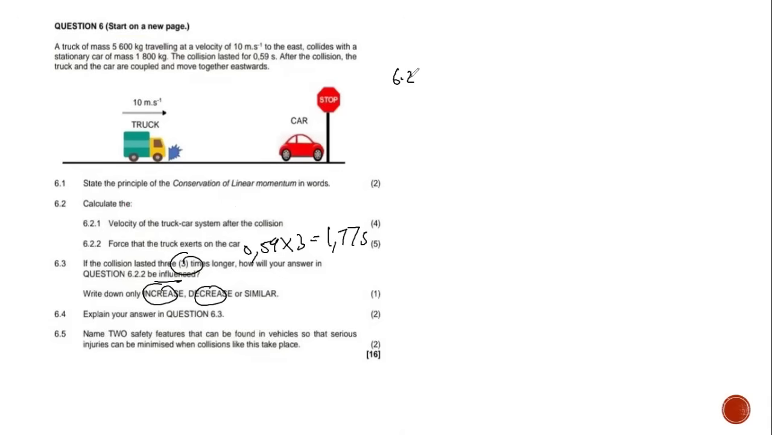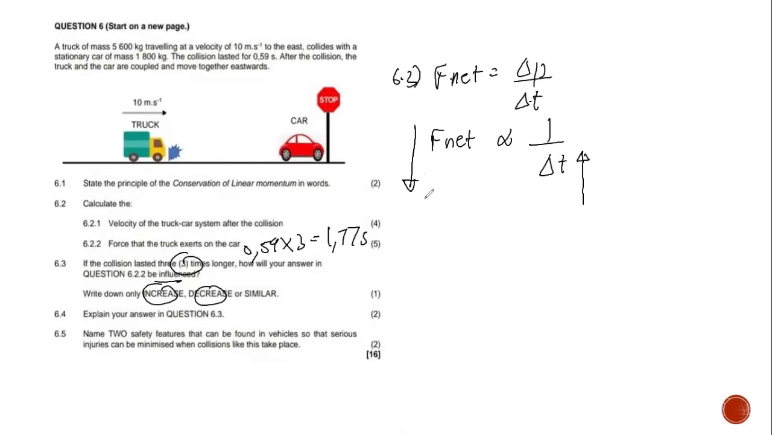Now, according to this formula here, F net is equal to change in p over change in t. We can see that the relationship between the net force and delta t would have to be inversely proportional. Inversely proportional means that if we are to increase the contact time or the collision time, then we are expecting the net force to decrease, right? So that means here for 6.3, our answer is just simply supposed to be what? Decrease, right? Decrease.